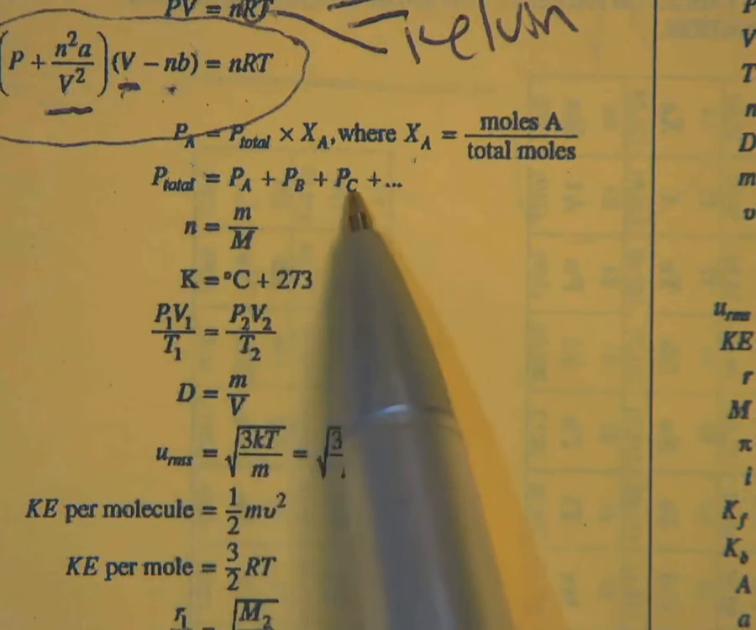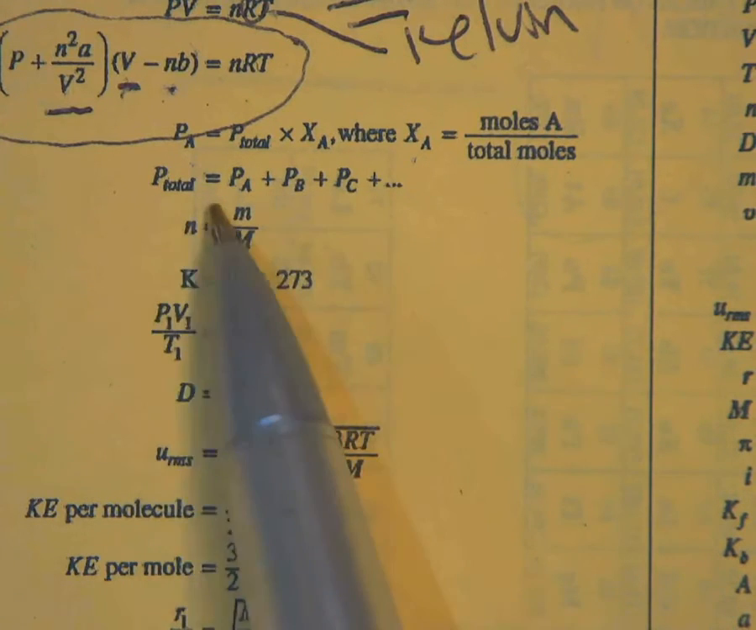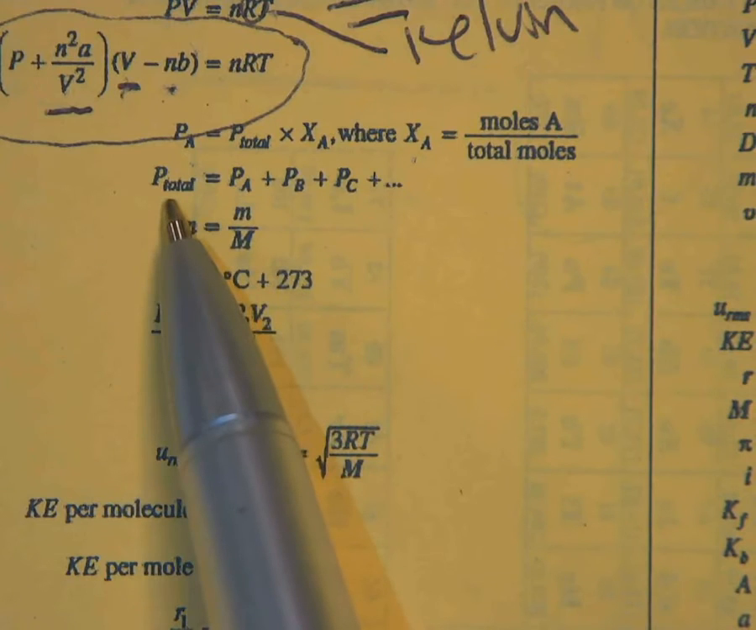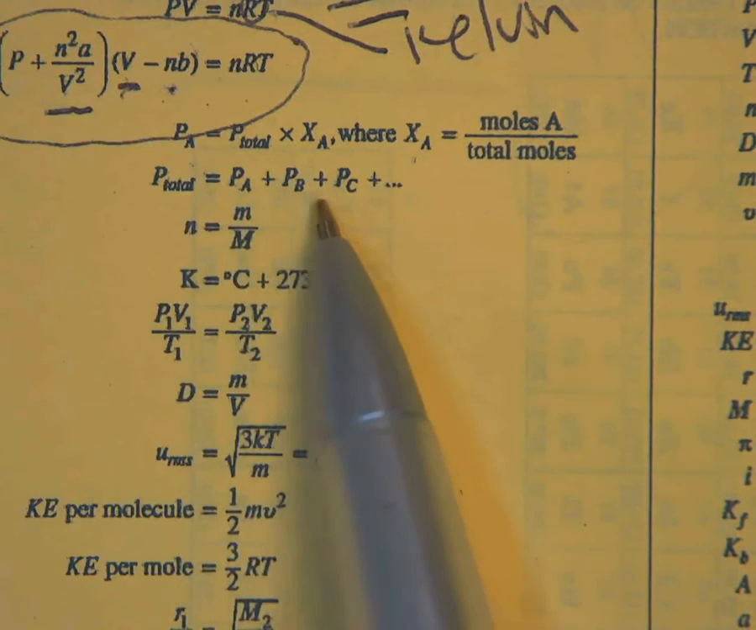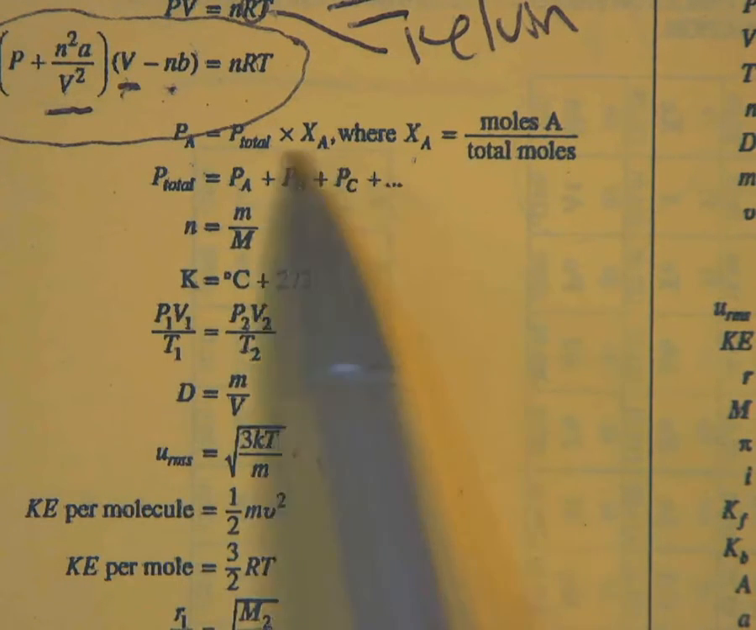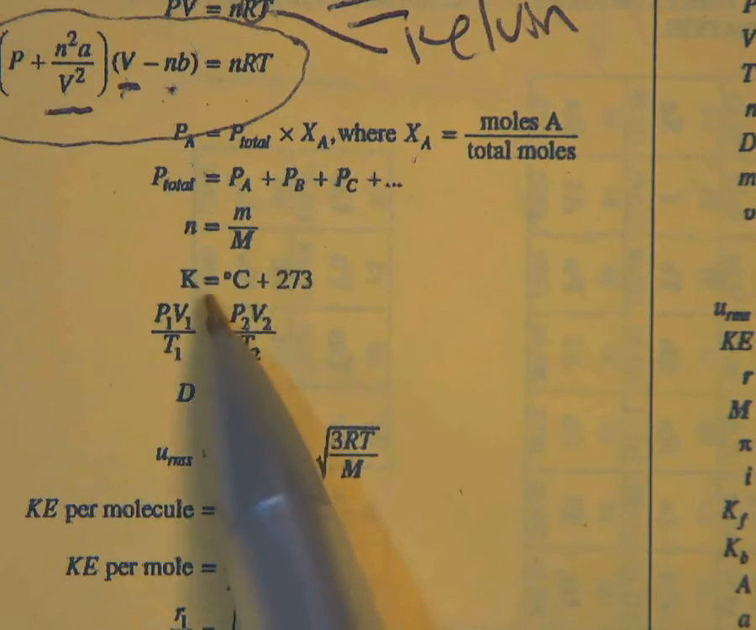Next is another partial pressure equation. This is called Dalton's law of partial pressures, where it says the total pressure of a sample of gas is equal to the sum of the partial pressures of each gas that makes up that entire sample of gas.